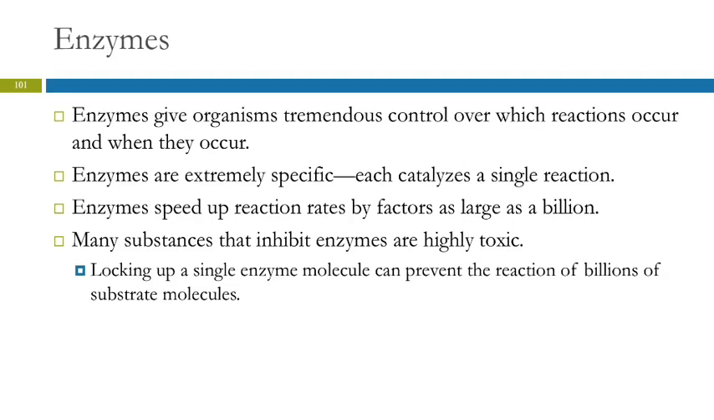So enzymes are amazing. They give the organism tremendous control over which reactions occur and when they occur. And so your body can control the reaction that's occurring by either producing or destroying the enzyme, or sometimes activating or deactivating the enzyme. So each enzyme is very, very specific. It catalyzes a single reaction. So it only works on one sort of thing. And the factor by which it speeds up reaction is really big. It can be as much as 1 billion times faster. So a reaction that really just would not go at all to one that's going very quickly.